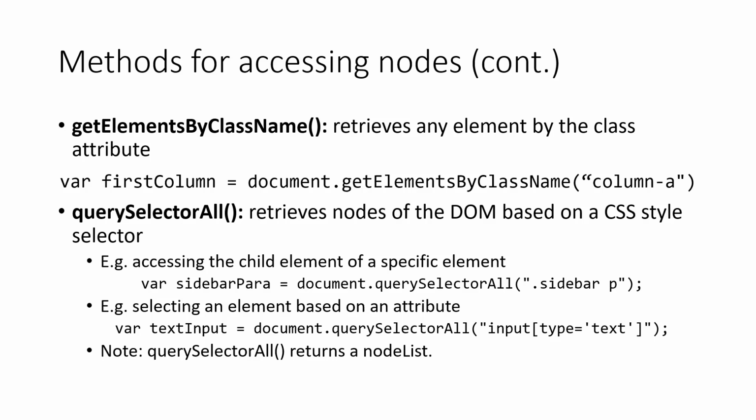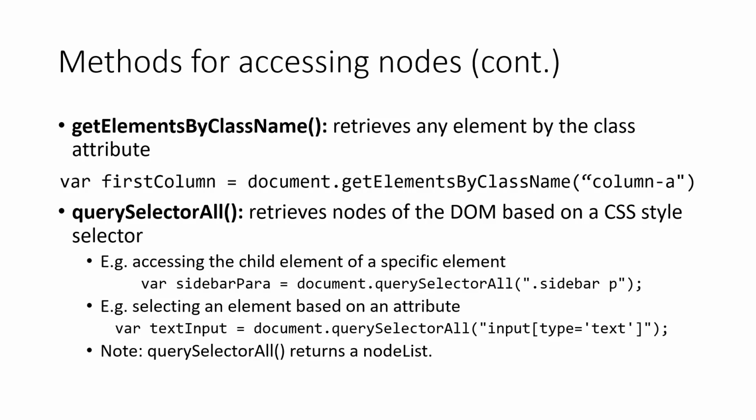And then you can use querySelectorAll. This is used to retrieve nodes of the DOM based on a CSS style selector. Remember, in CSS we can talk about selectors. For example, if you want to access a specific element, you can use document.querySelectorAll and say sidebar paragraph, so that the class is sidebar and then the element is p, paragraph.